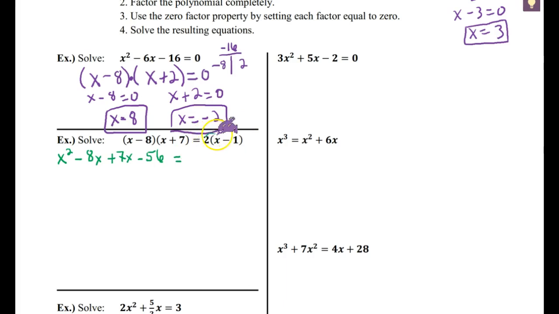Then on the right here, I'm going to distribute that 2. 2 times x is 2x. 2 times a negative 1 is negative 2. And I need to get everything on one side so that this is equal to 0. So I'm going to start by subtracting 2x. Oops, that's too big. Let's see if this is better. Minus 2x. And I'm going to do it with this like term. I'm going to add 2. Do it with this like term. And look at what's left.